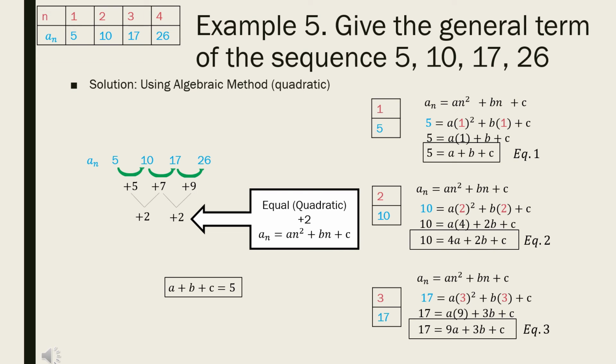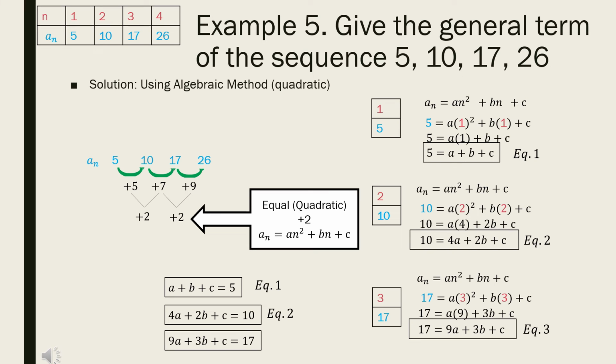Then we write the equations with the variables on the left side and the constant number on the right side. So we will tally all the equations here. The first one is a plus b plus c is equal to 5. The second one is 4a plus 2b plus c is equal to 10. And the third equation is 9a plus 3b plus c is equal to 17.